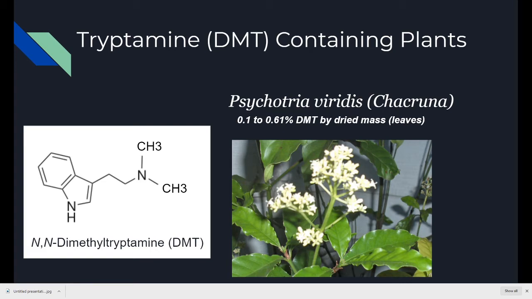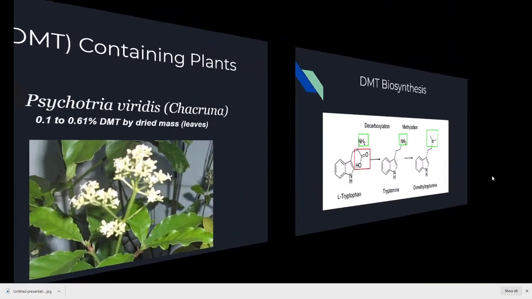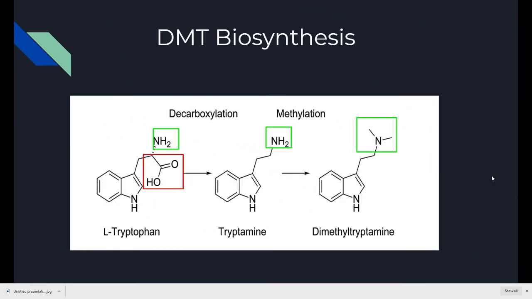It contains up to 0.61% DMT in its dried leaves. And this is just a picture of DMT. As I said, I told you this little beetle looking thing would be in every molecular diagram, and here it is. And then N,N-dimethyltryptamine just has this methylated nitrogen right here. And chacruna is very, very simple. It's L-tryptophan decarboxylated to tryptamine, which is methylated to dimethyltryptamine. Pretty cool.